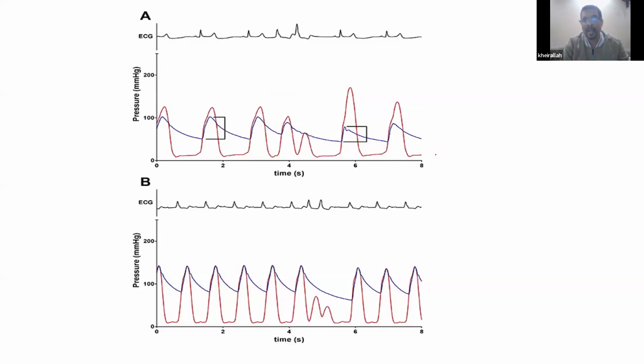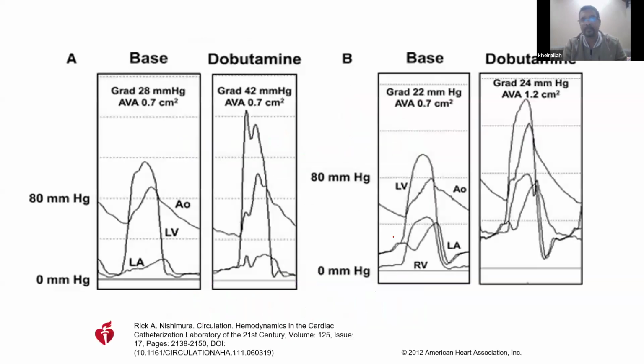Look at it here again. For example, here there is a pressure gradient, and a pressure gradient, and a pressure gradient. Now we have a PVC. After the PVC, we have an increased gradient. But most importantly, look at the pulse pressure and compare it to the baseline. That's the baseline pulse pressure, and this is the pulse pressure after the PVC. So it decreases, it gets shorter. So this is what? This is HOCM. Very good.